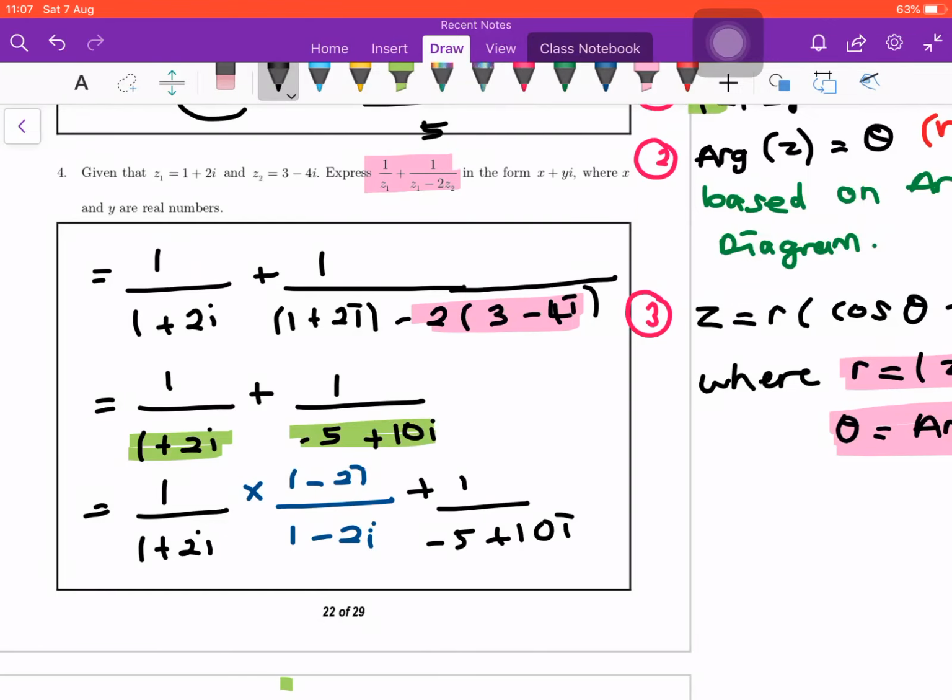So what is its conjugate? Okay, I write in a different colour. Its conjugate, we only need to change the imaginary part. Okay, so the real part at the front is okay, it remains the same. So negative 5 minus 10i over negative 5 minus 10i. Okay, done. So what you need to do now is just simply multiply with the conjugate.